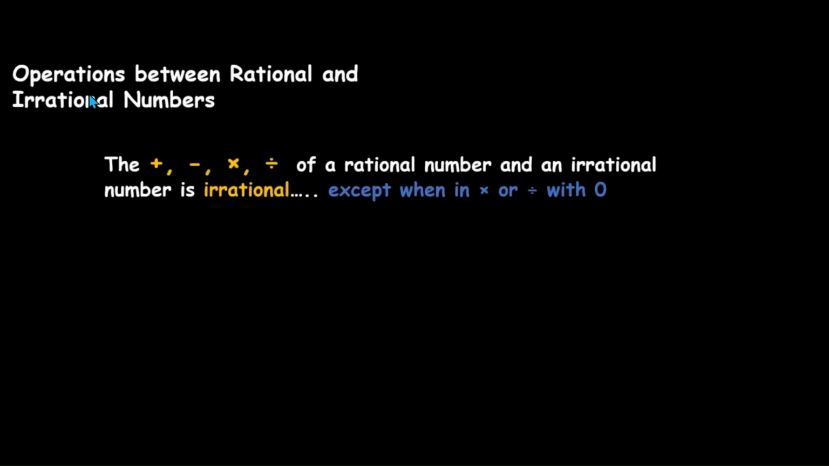Let's revisit the operations between rational and irrational numbers to stress that we should be a little careful when 0 is involved, especially in multiplication or division. Earlier in the video, we saw that any operation, addition, subtraction, multiplication or division, of a rational number and an irrational number is always irrational, except when that irrational number is in multiplication or division with 0, as 0 is a rational number and the result would also be 0 or undefined.